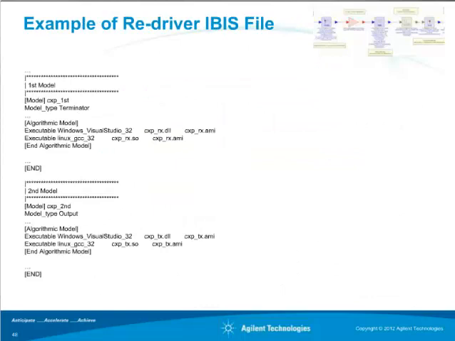What does the IBIS file look like in this context? Well, it's very much like we described earlier, except now there are two models in one IBIS file. So when you're looking at a redriver construction, that's what you will see.